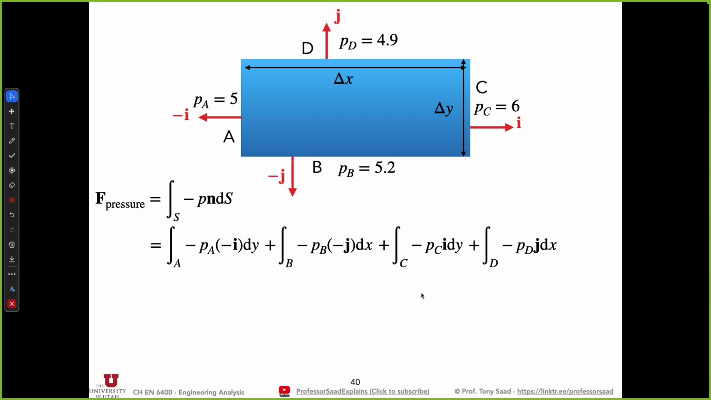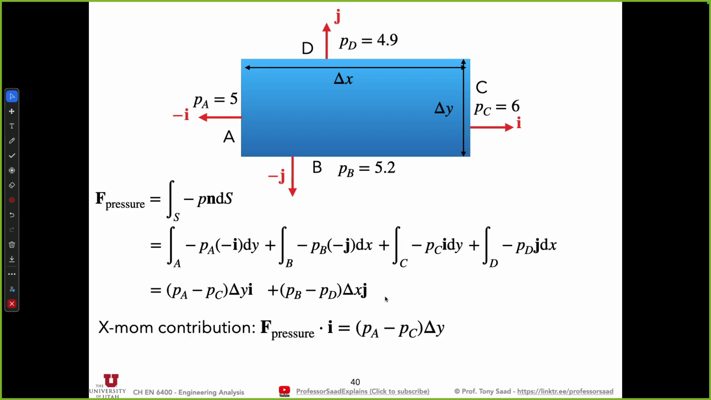And then finally, there's no depth into the plane. And finally, on surface D, it's minus Pd times the unit normal, which is plus j, right? And then when you sum that up, you get two components, i and j. It's a pressure force vector. The i component is Pa minus Pc times delta y, and the j component is Pb minus Pd times delta x. And therefore, the x momentum contribution in this case would be Pa minus Pc times delta y, and the y momentum contribution would be Pb minus Pd times delta x.